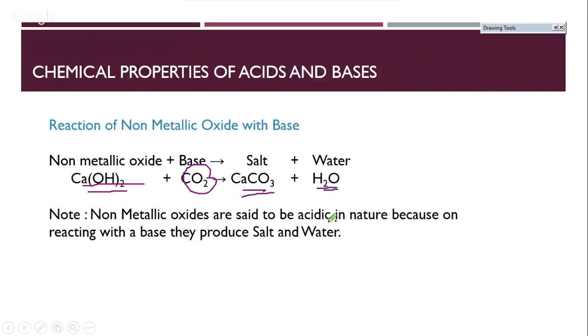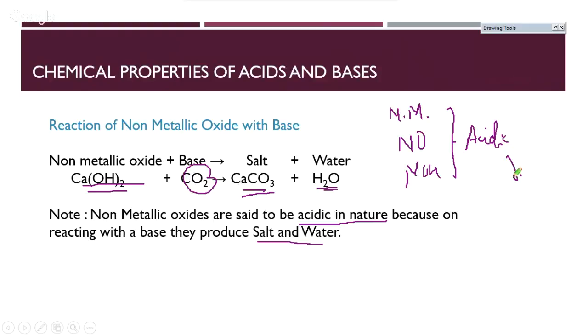So non-metallic oxides are said to be acidic in nature because they react with a base to form salt and water. Again, just to remember the trick, all non-metal oxides and non-metal hydroxides are basically acidic in nature, and they would react with any base to end up giving a salt and water.